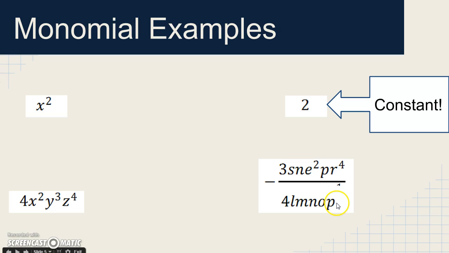And then, of course, you have big ugly beasts like this thing, -3 s n squared p r to the fourth divided by 4 l m n p. That is also a monomial, because, again, it is all still one term, letters, numbers, exponents mushed together with multiplication and division. Yes, there's a negative sign, but that just means it's a -3 on top, or maybe it's a -4, but it's still just a monomial.